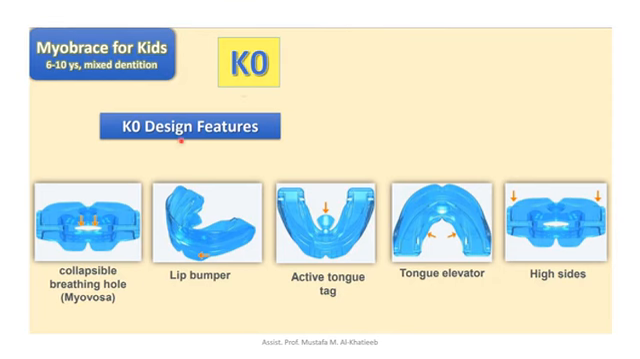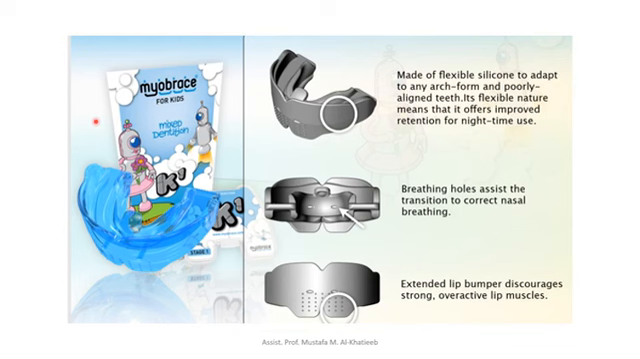The K0 design features a collapsible breathing hole, lip bumper, active tongue tag, tongue elevators and high sides. It is K1. It is made from flexible silicone to adapt to any arch form and poorly aligned teeth, and its flexible nature means that it offers improved retention for nighttime use. The breathing holes assist the transition to correct nasal breathing, and the extended lip bumper, with stipples or small projections, discourages strong overactive lip muscles.